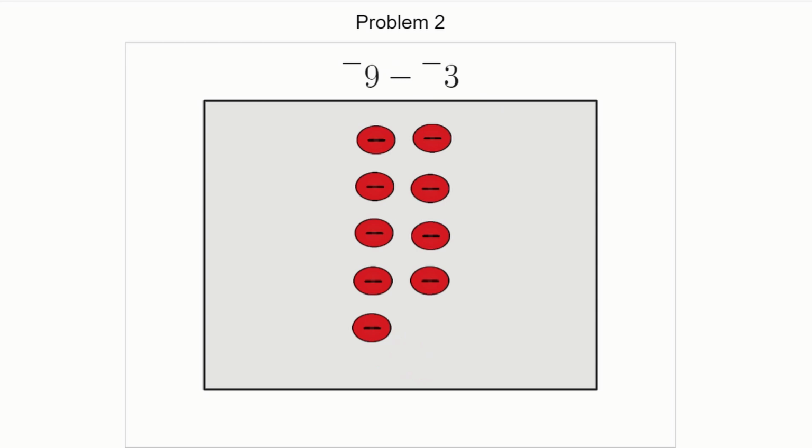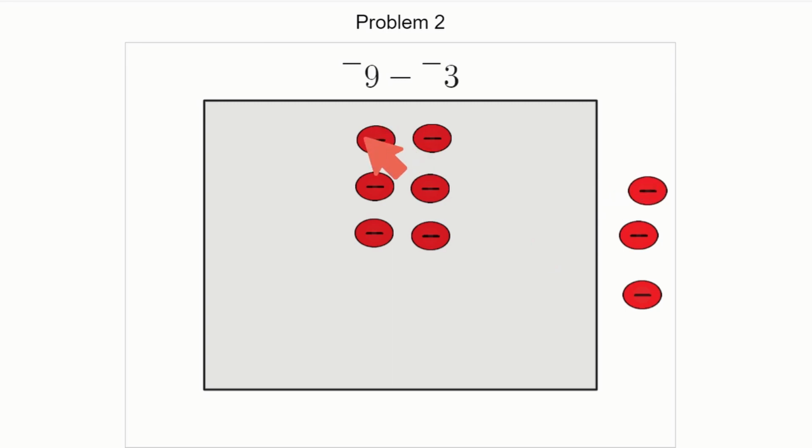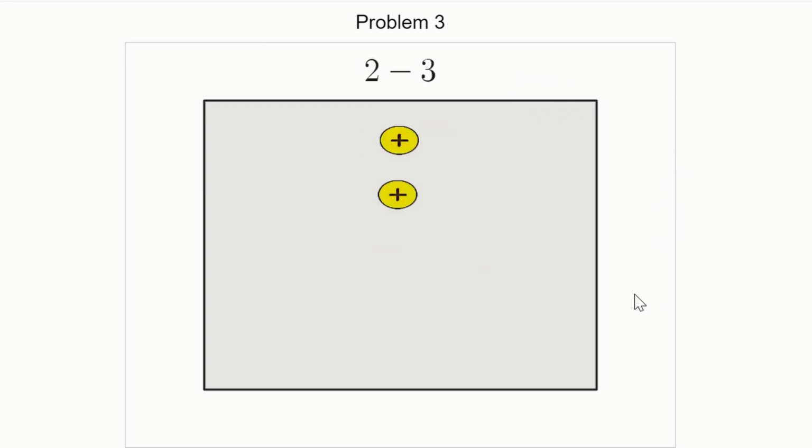So let's go ahead and do that. Take away 1, take away 2, and take away 3. So looks like we're left with 6 red chips left over. So negative 9 minus negative 3, 9 take away 3. We have 6 red chips left over, negative 6. Taking a look at our next problem, we have 2 minus 3.